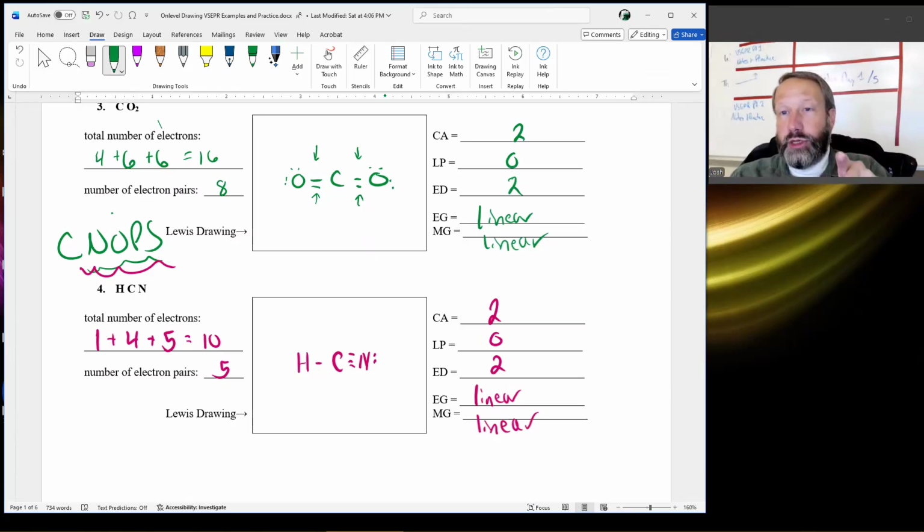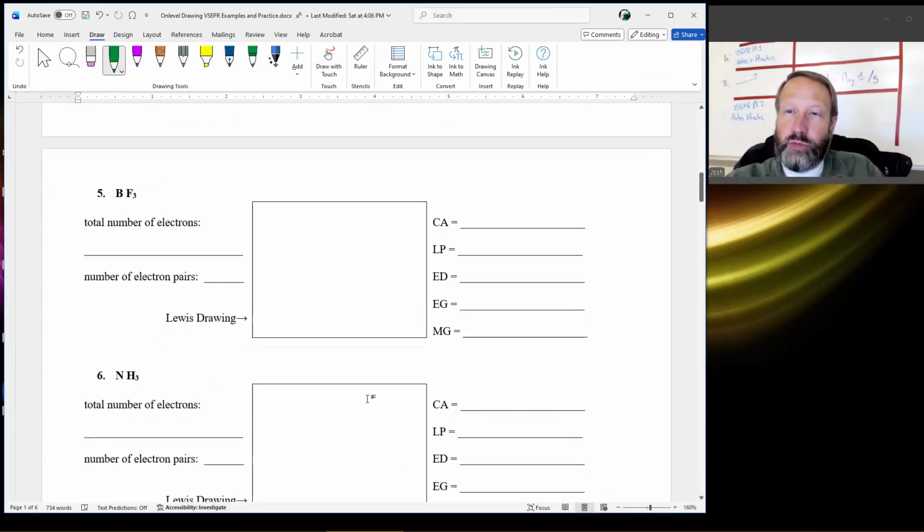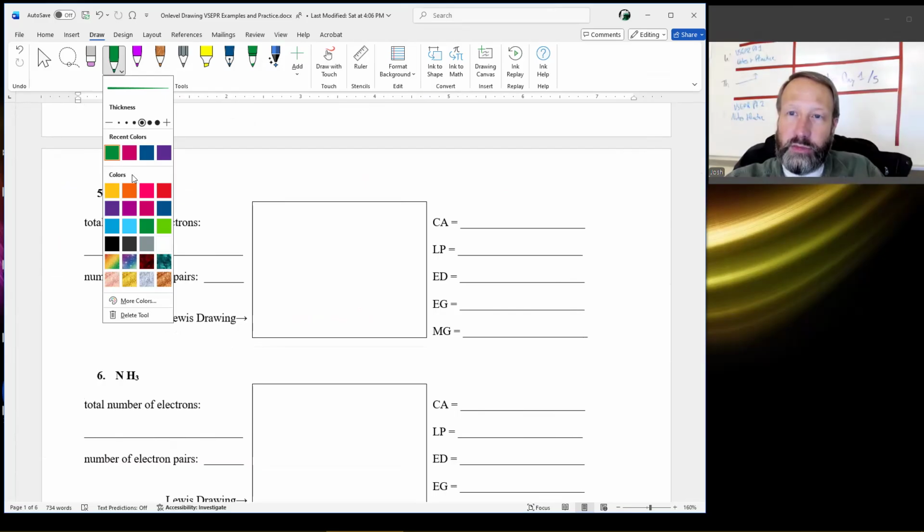It is up to you to notice, is it part of synops? And only if it's part of synops might it have a double or triple bond. You don't know till you try. So beware the synops. Okay, 4 more examples, and we will then get to practice time.